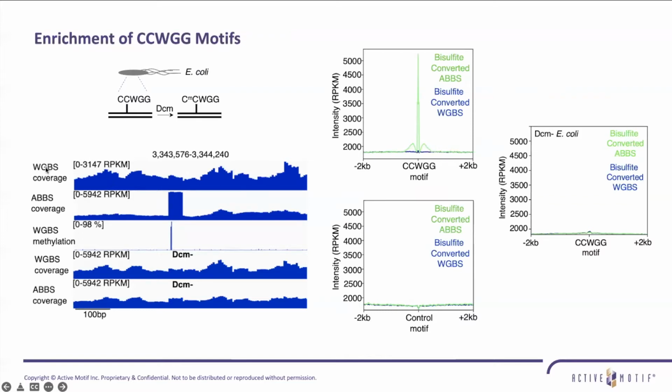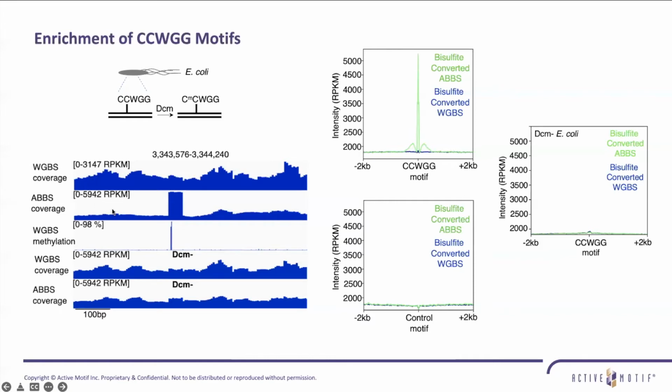We plotted the coverage of whole genome bisulfite sequencing as a reference, the coverage of ABBS, and then the methylation based on WGBS. We did that also in a DCM negative strain. If we start with the first track, we can see that the whole genome bisulfite sequencing coverage is relatively flat. There are no real peaks. We can see some dips and valleys, but it's relatively flat, and there is no enrichment whatsoever.